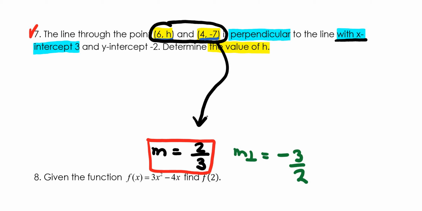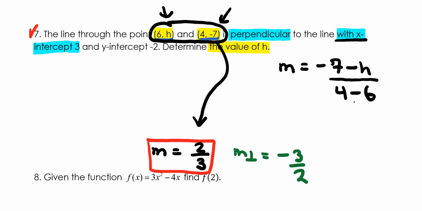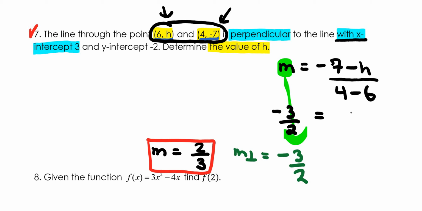So when we set up our slope equation using these coordinates over here, basically the slope would be -7 minus h all over 4 minus 6. That's the slope of the coordinates there highlighted in yellow. And it has to be perpendicular to the line with the x-intercept of 3 and the y-intercept of -2. So we make this slope right here equal to that. Okay, so if I do that, I get -3/2 equals -7 minus h all over 4 minus 6, which is going to be -2.